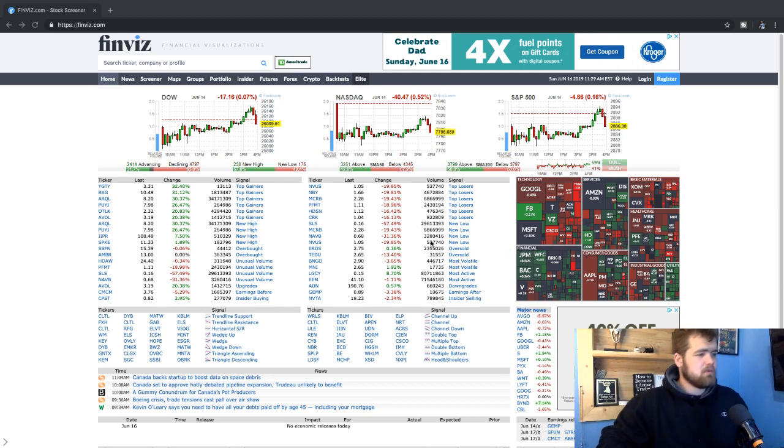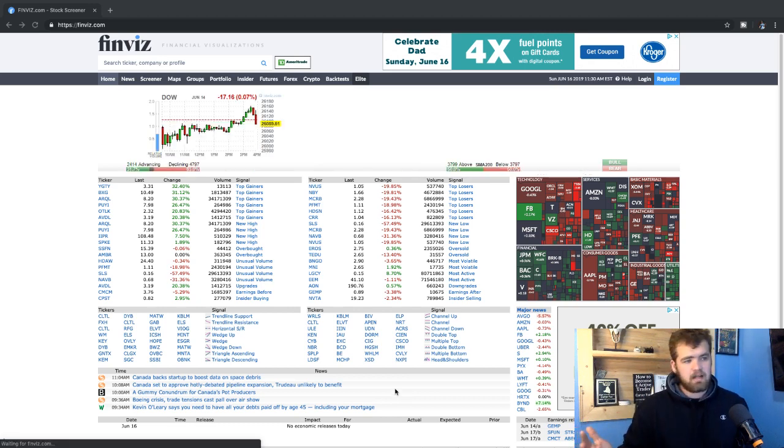And then as we start moving to the left here, these are the top gainers, the stocks with new highs, unusual volume, stuff like that. And in the middle of this column, we have the top losers, new lows, most volatile, oversold, most active, downgrades, after earnings, insider selling. So right there, guys, you can get a good gauge of what stocks are moving throughout the market without even putting in any criteria.